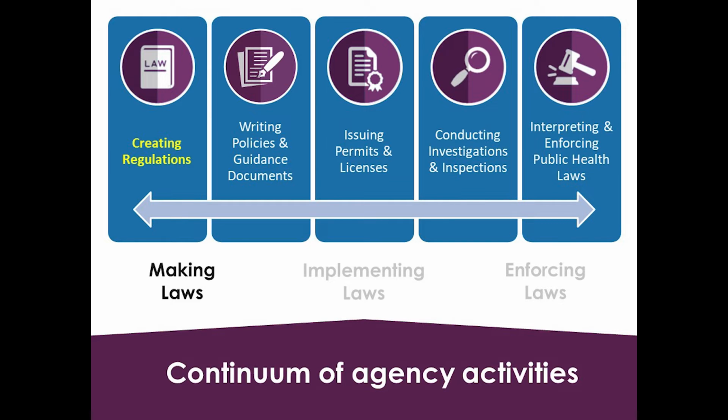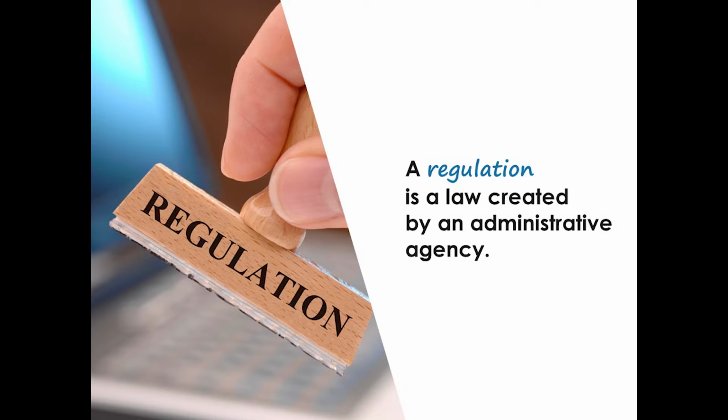Creating regulations falls at the beginning of the continuum of agency activities because it relates to agencies' power to make laws. First, we need to define a few terms. As you may recall from Part 1, a regulation is a law drafted and finalized by an administrative agency, such as a health department. In contrast, legislation is a law drafted and adopted by a legislative body.